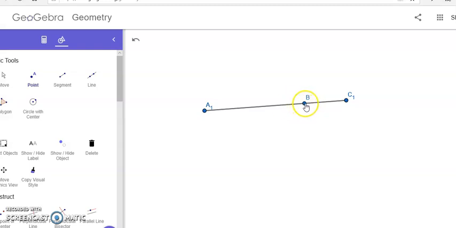Yes, good. Axiom 4. What does it state? It states that things which coincide with one another are equal to one another, isn't it? Remember?